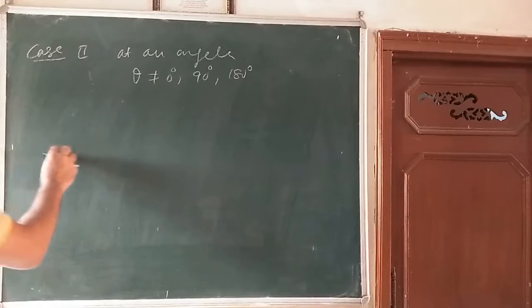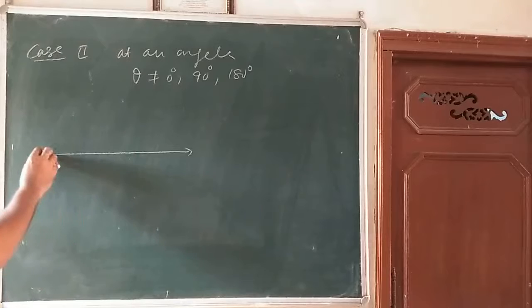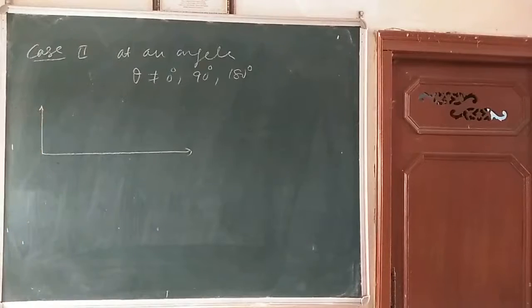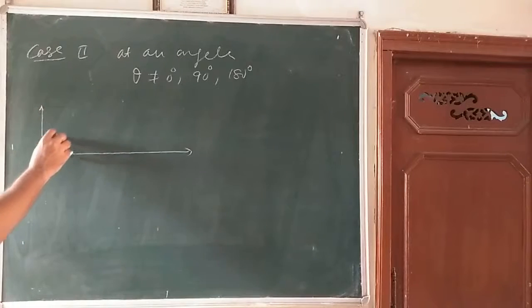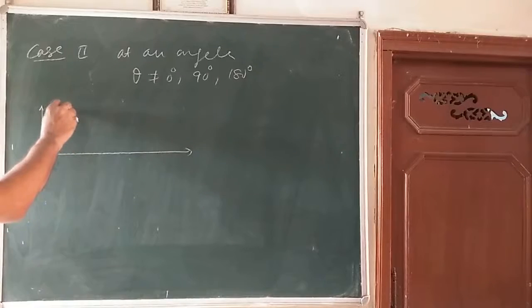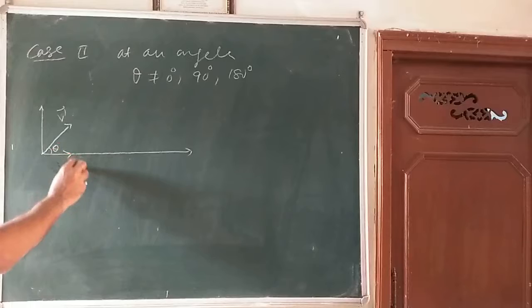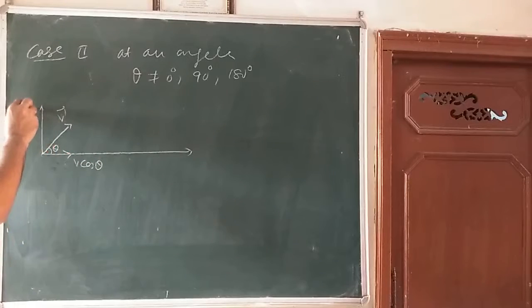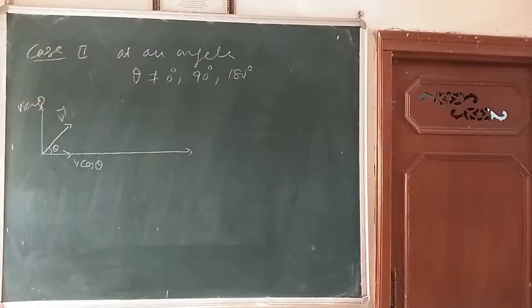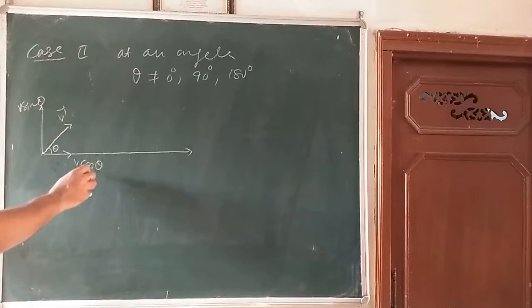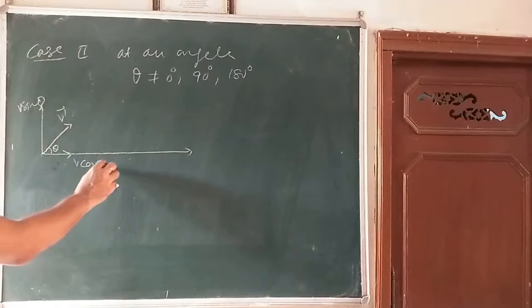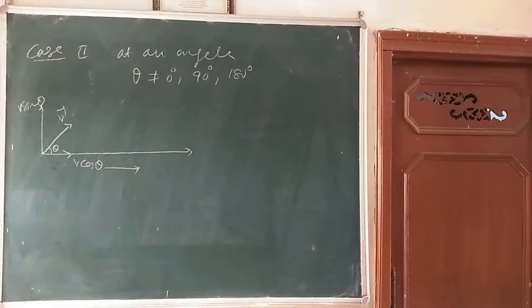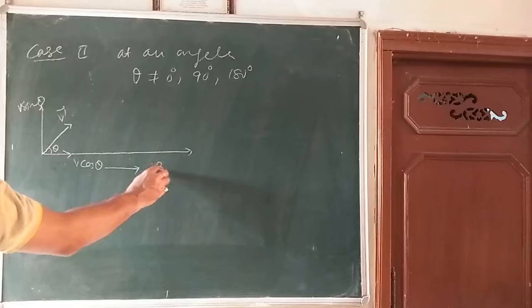here is the x-axis and here is the y-axis. Suppose the particle is moving at some angle with a velocity v. The component of velocity along this axis is v cos theta, and the component of velocity along this axis is v sin theta. So the particle moves with a constant velocity v cos theta along the magnetic field. This is the direction of the magnetic field.